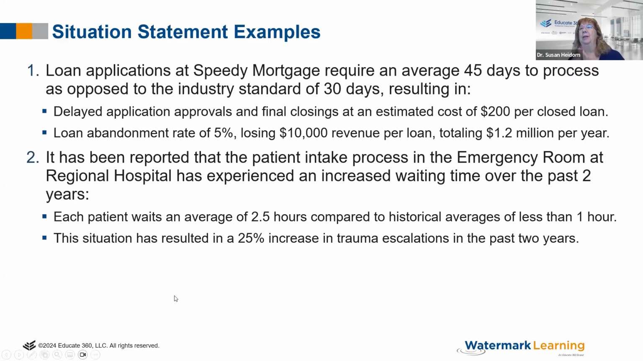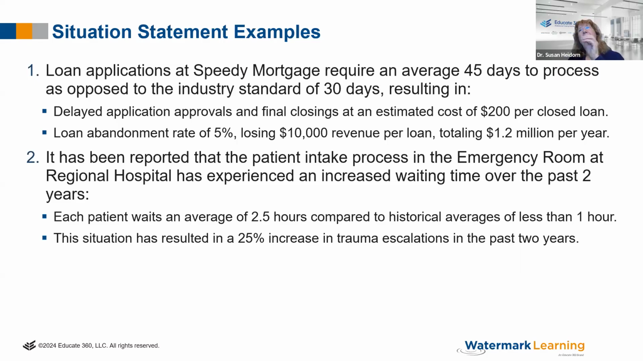So in this case, it's been reported that a patient intake process at the emergency room at a regional hospital has experienced increased waiting time over the past 2 years. Okay, I know. We just have issues. We can't be as fast as we want. So each patient waits, so what does that mean? I might just say, well, they got 5 more minutes. Okay, big deal. Each patient waits for an average of 2.5 hours compared to less than an hour. And the situation has created a 25% increase in trauma escalations. And you don't want that.